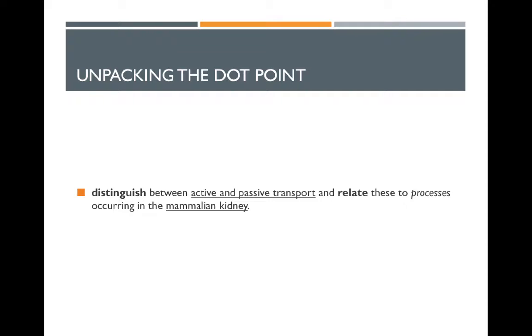So what we're doing for this particular dot point is distinguishing, okay? When we distinguish, we just basically give the differences between. So we're looking at the differences between active and passive transport, and then we need to relate these to processes occurring in the mammalian kidney. So mammalian just means mammal, so what happens in kidneys of mammals, okay?